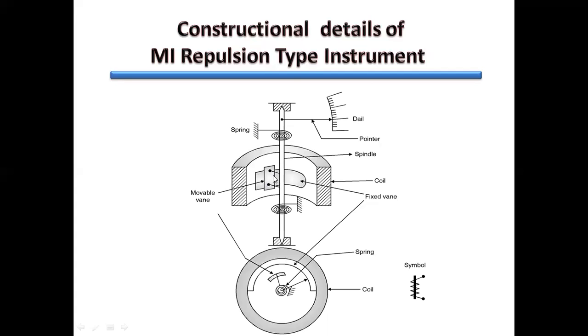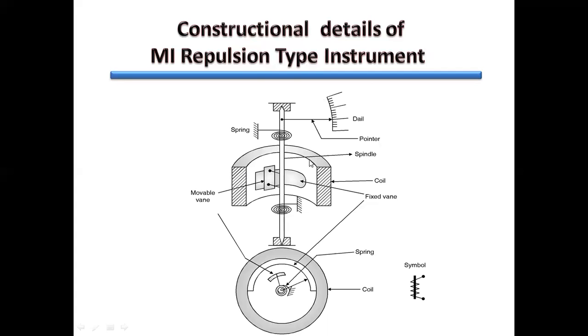The moment the repulsive force acts, the moving member will move away and the deflection will be caused. The deflection is passed on to this vertical spindle, and the spindle rotates. The rotation is passed on to the pointer, and the pointer travels on this graduated scale. So this is in brief about the construction and working of the moving iron repulsion type instrument.